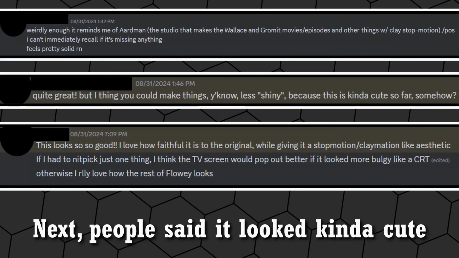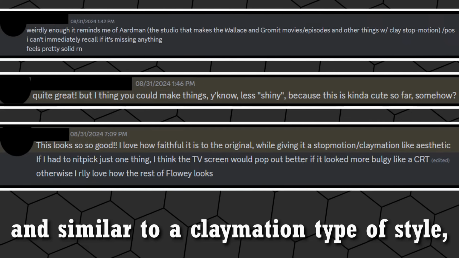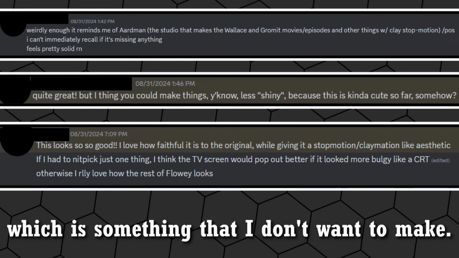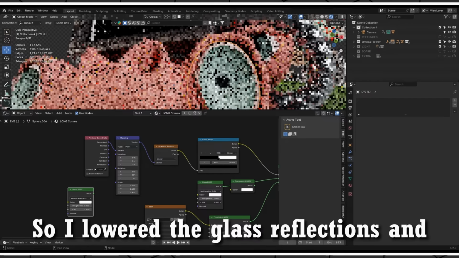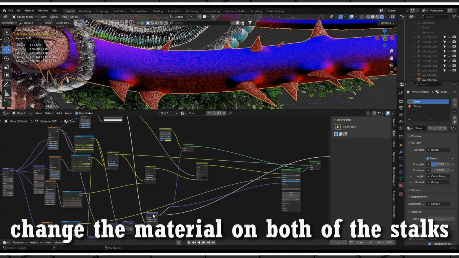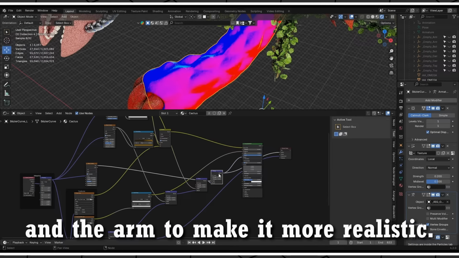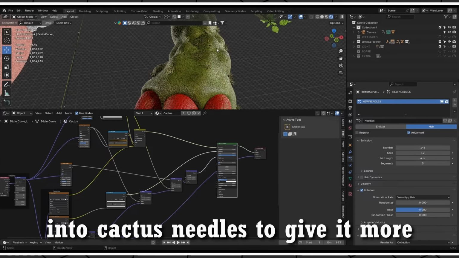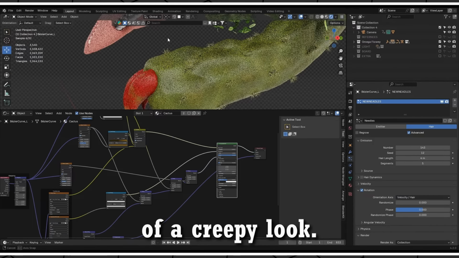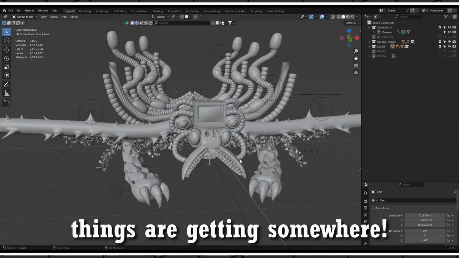Next, people said that it looks kinda cute and similar to a claymation type of style, which is something that I don't want to make. So I lowered the glass reflections and changed the material on both the stalks and the arm to make it more realistic. I also replaced those original thorns with cactus needles to give it more of a creepy look. Alright, it seems like things are getting somewhere.